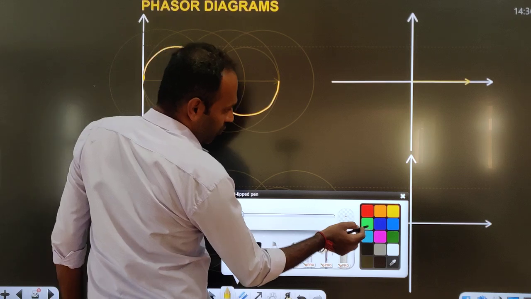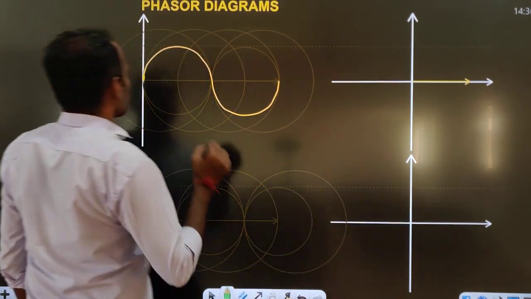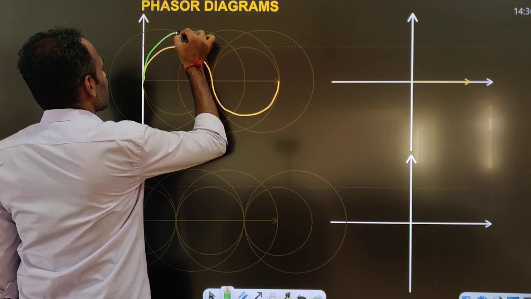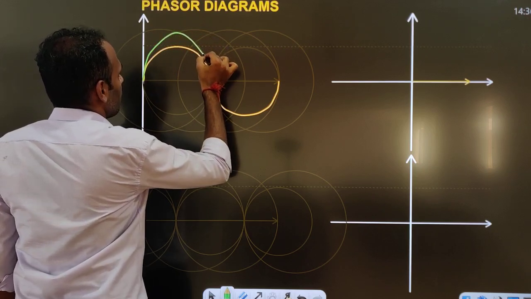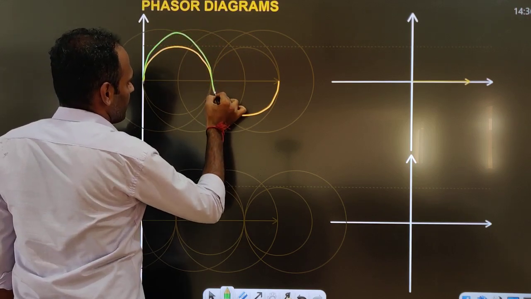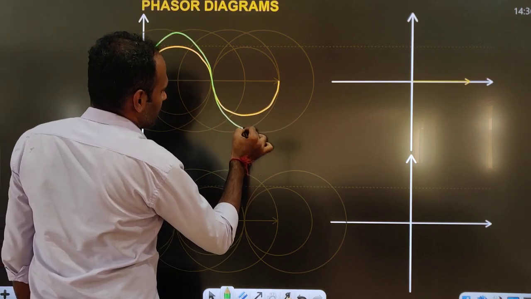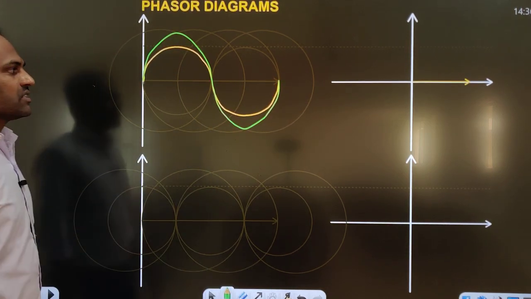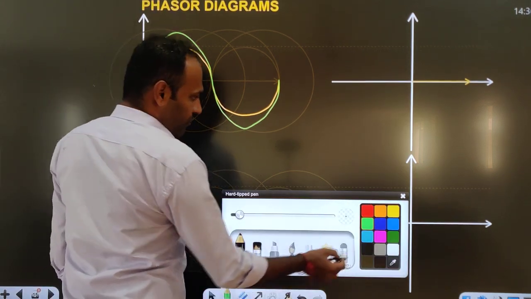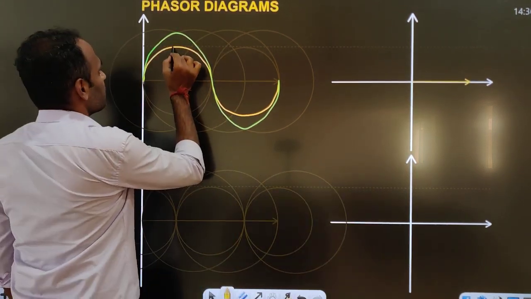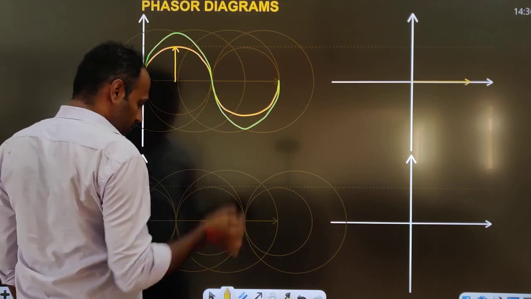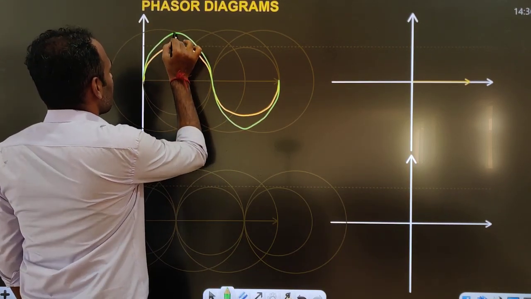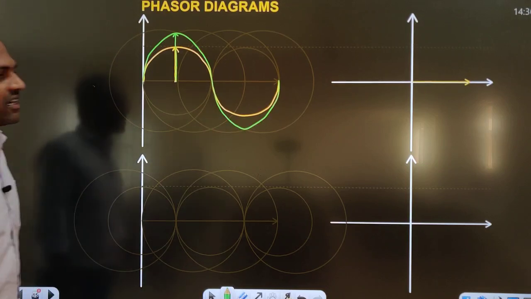Next we'll take one more cycle in this. We'll take one more cycle of AC. So the next cycle of AC is like this now. Okay, this is another cycle of AC, right? What is the difference? There is a difference in the amplitude. The first cycle of AC had an amplitude of this much. This is the amplitude of the first cycle. The second cycle of AC has an amplitude of this much. This is the amplitude of the second cycle. So the second cycle is greater.